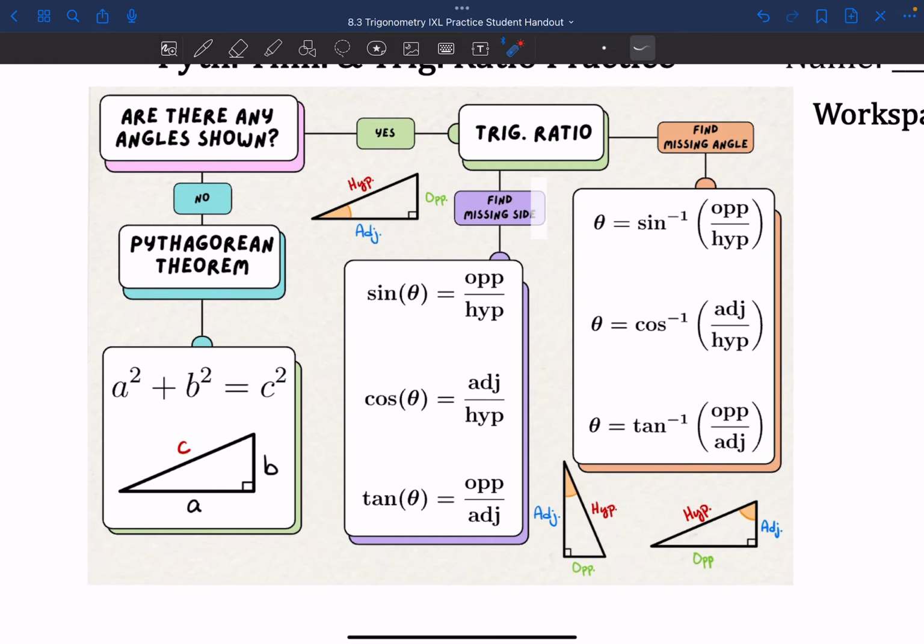Utilize this flowchart. It is very helpful, very meaningful. If there's no angle showing or you don't care about angles, use Pythagorean theorem. You do need at least two sides to find the third one. If you are given angles or you're looking for angles, then go down the trig ratio. Either find missing side or find missing angle.